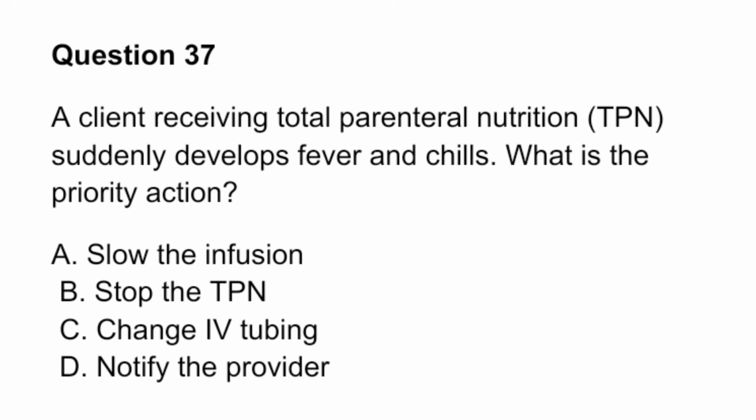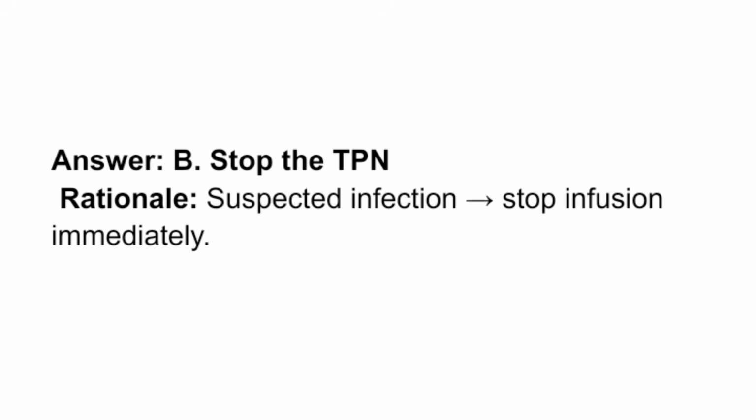Question 37. A client receiving total parenteral nutrition, TPN, suddenly develops fever and chills. What is the priority action? A. Slow the infusion. B. Stop the TPN. C. Change IV tubing. D. Notify the provider. Answer: B. Stop the TPN. Rationale: suspected infection, stop infusion immediately.